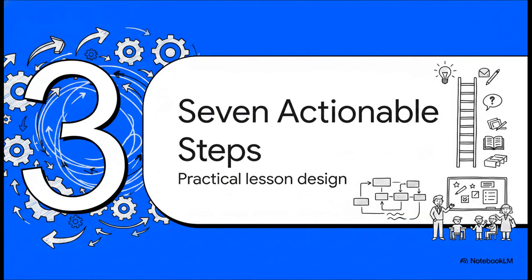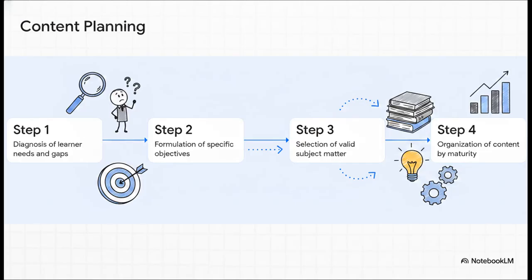So how do we actually do this? Let's dive into section 3, the 7 actionable steps. Think of this as your practical playbook for lesson design. Taba outlines a really strict, highly logical 7-step sequence. Here in phase 1, the focus is entirely on the content. Step 1 is where the magic starts. Diagnosis of needs. You figure out exactly what your specific students lack. From there, step 2 is formulating objectives to address those exact specific gaps. Step 3 is selecting valid, significant subject matter that actually aligns with those goals.